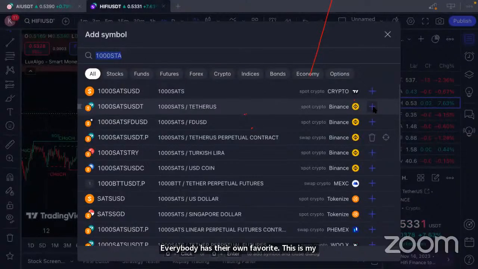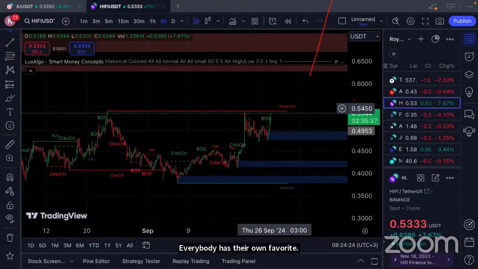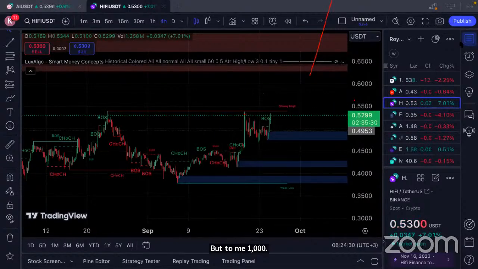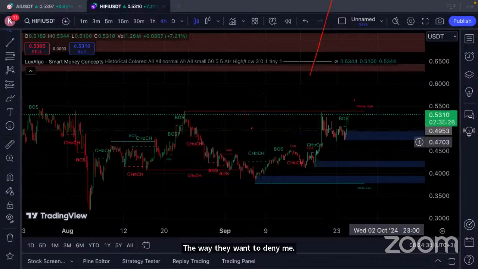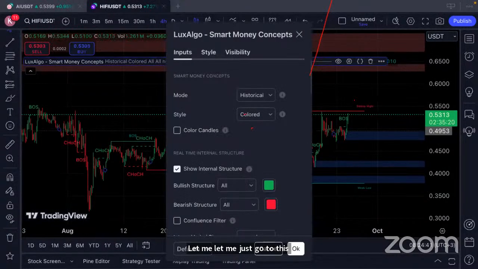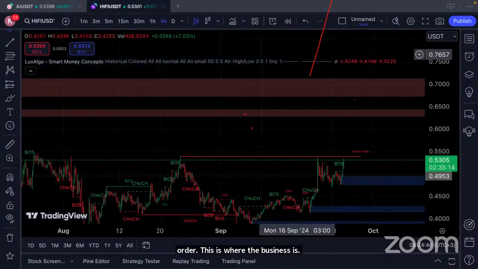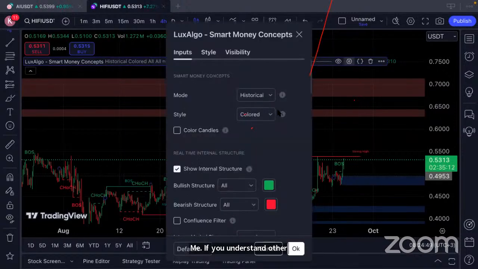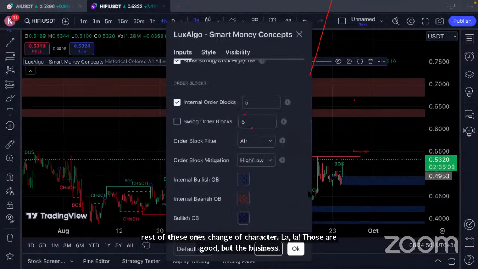Everybody has their own favorite coin. But to me, 1000 sats breaks the yoke for me, the way they want to deny me my coin. Okay, let me leave it. Let me just go to this one. But 1000 sats is my order blocks now. This is where the business is. If you understand order blocks, you are going to enjoy this indicator to the maximum. The rest of these ones, change of character, those are good. But the business of this indicator is here.